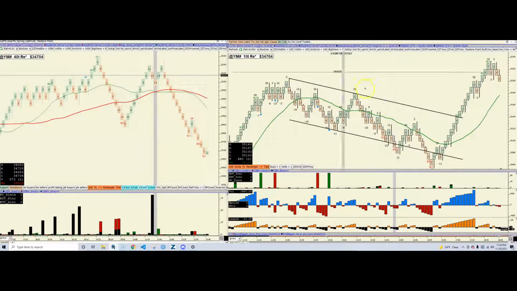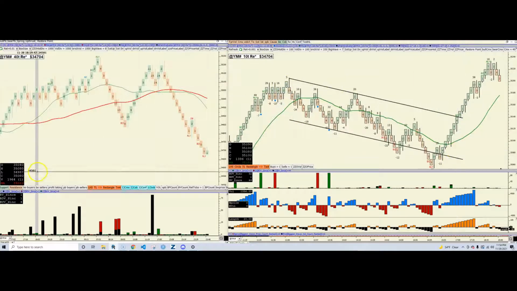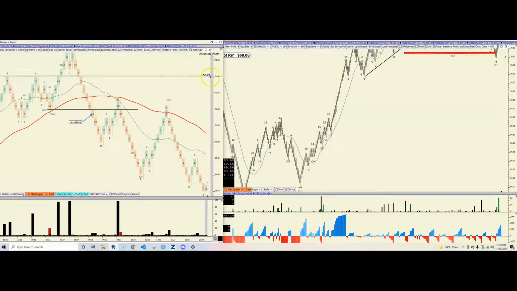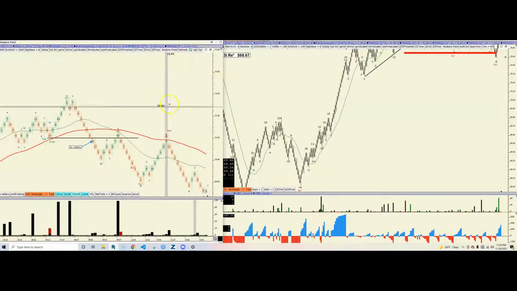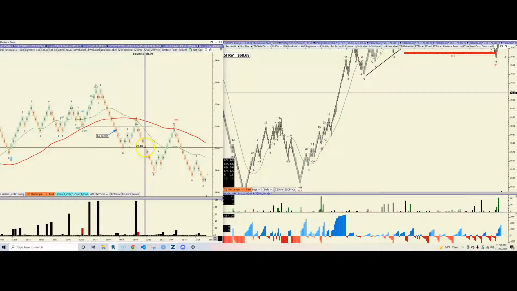All right, so that's a study of the YM turning point over here. Let's move on to the next market, which is going to be crude. For crude, this is a no-brainer trade. You're in a downtrend, red and green MAs, right?